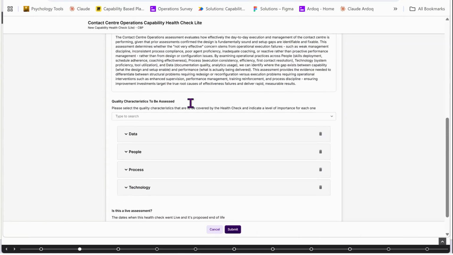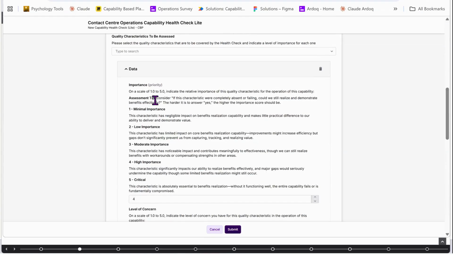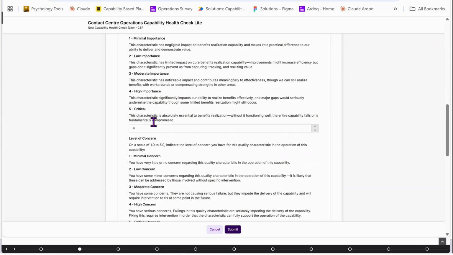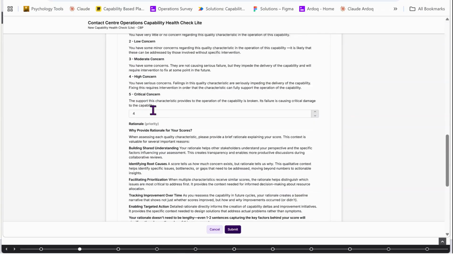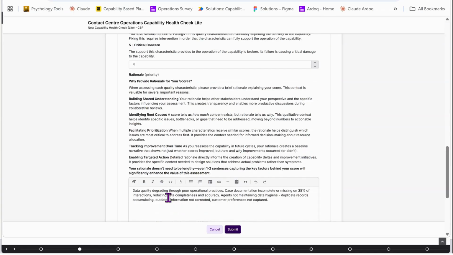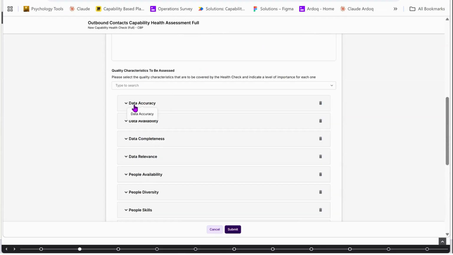We have the light survey, which covers just the four. And within each of those, we ask the level of importance between 1 and 5 with a scoring rubric, and the level of concern and the rationale. And then we have the full survey, which is the 16 quality requirements.